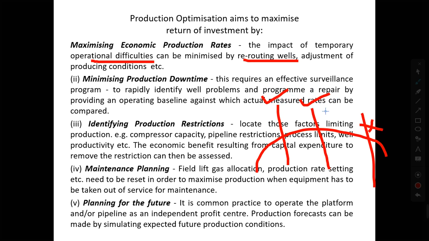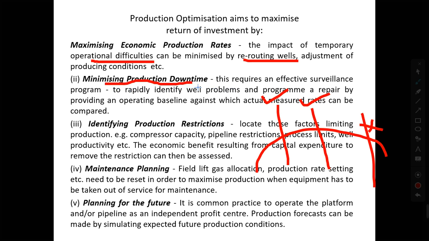You have to maintain the production level and try not to close the well. Maybe the well goes down at 3 a.m. in the morning, and even at 3 a.m. you have to go and start the well. Make sure that no well stays shut. A well should work 24 hours, 365 days a year. You have to minimize the production downtime.